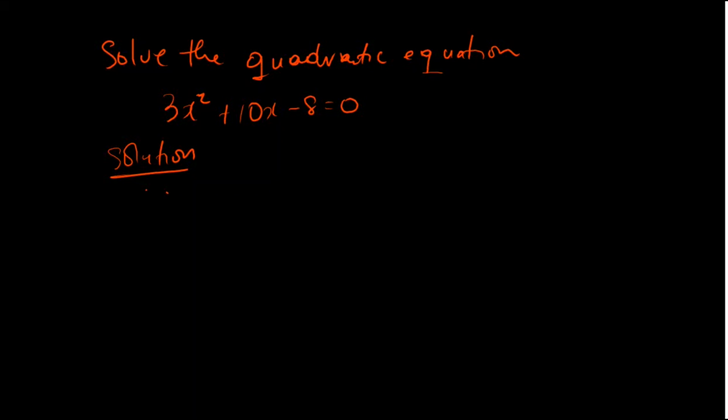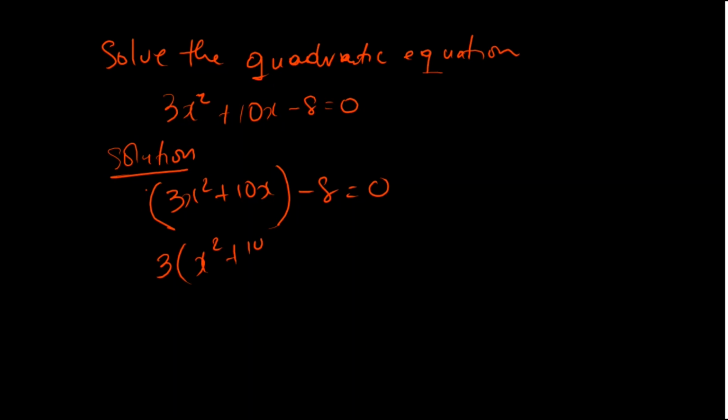And in that case, it would be 3x squared plus 10x minus 8 is equal to 0. Next, we're going to ensure that our x squared coefficient is equal to 1. And we have 3 here. So in order for it to be 1, we're going to have to factor out 3. So we factor out 3, we're left with what? x squared plus 10 over 3x close bracket minus 8 is equal to 0.